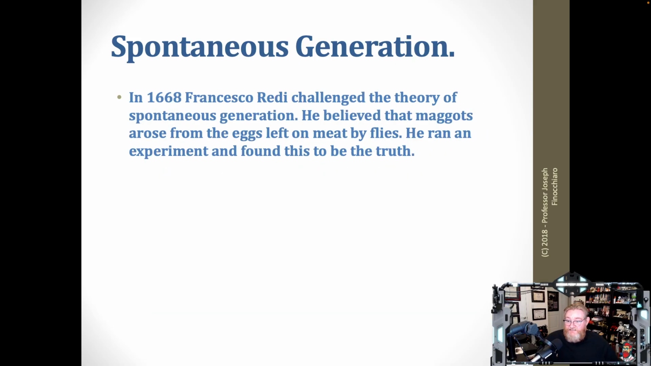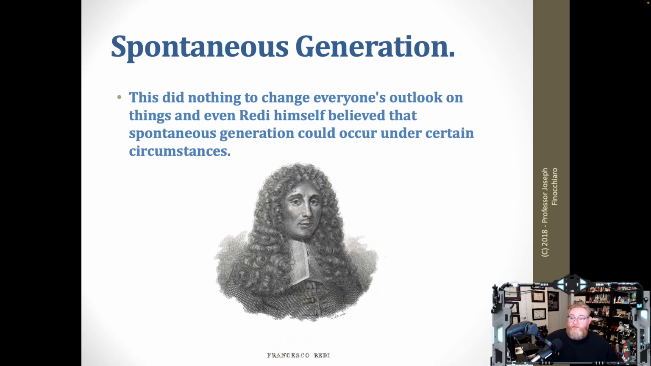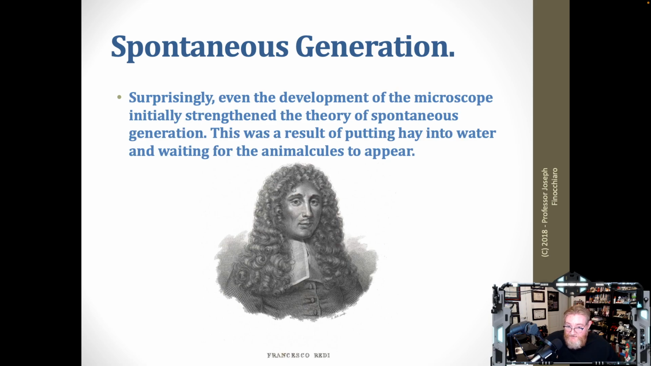In 1668, Francesco Redi challenged the theory of spontaneous generation. He believed that maggots arose from the eggs left on meat by flies. He ran an experiment and found this to be the truth. This did nothing to change everyone's outlook on things, and even Redi himself believed that spontaneous generation could occur under certain circumstances. Surprisingly, even the development of the microscope initially strengthened the theory of spontaneous generation. This was a result of putting hay into water and waiting for the animalcules to appear.